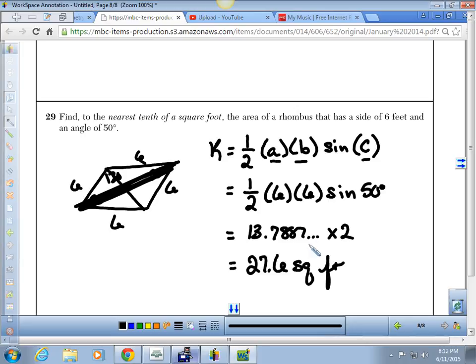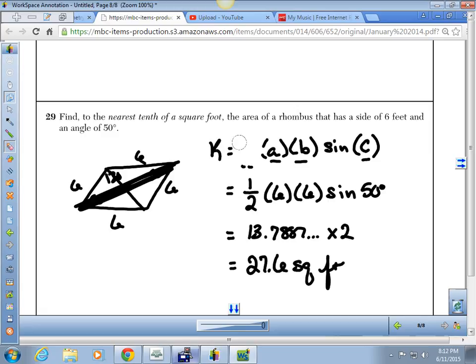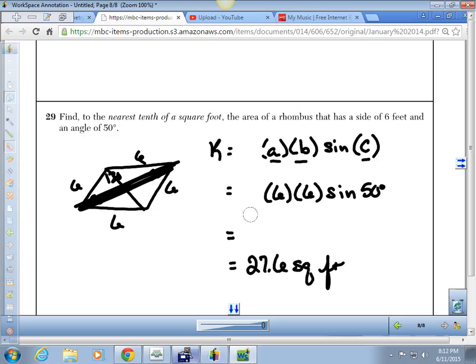So again, if we would have just taken off the 1/2 at the beginning, then we wouldn't have had to multiply by 2, and we would have gone right to that 27.6. Any parallelogram is the same. Okay. Straightforward. They gave us everything we needed. Two points right off the Regents reference sheet. All right with that one?